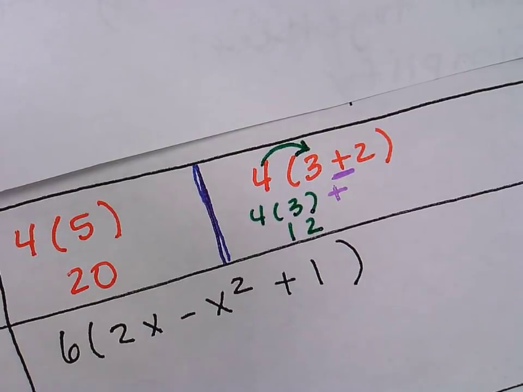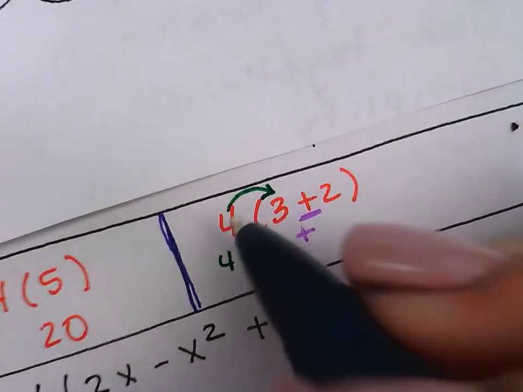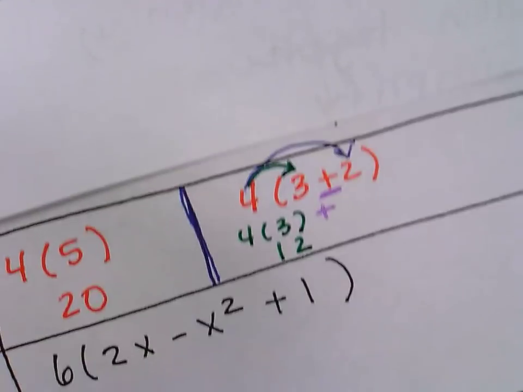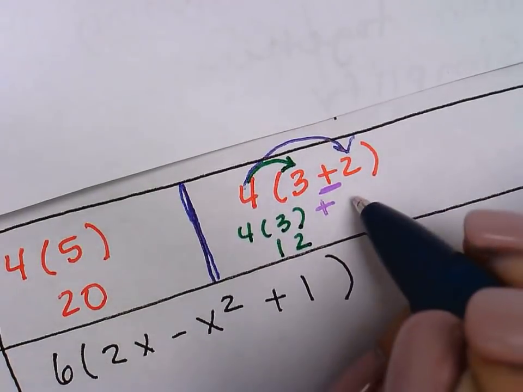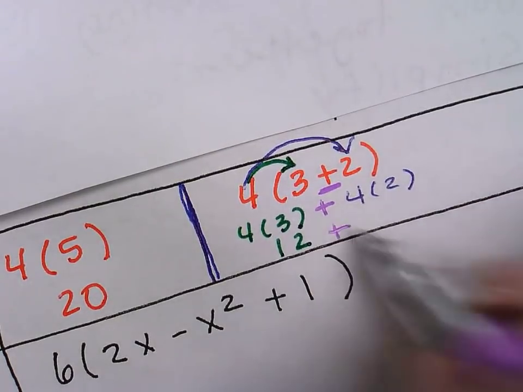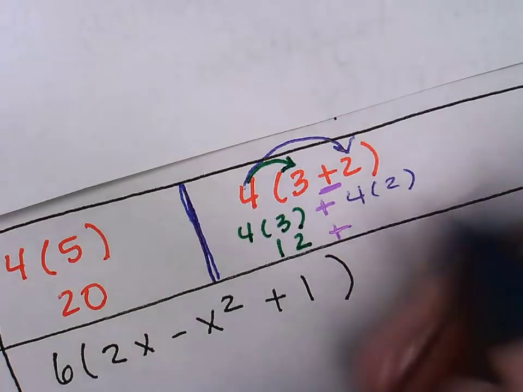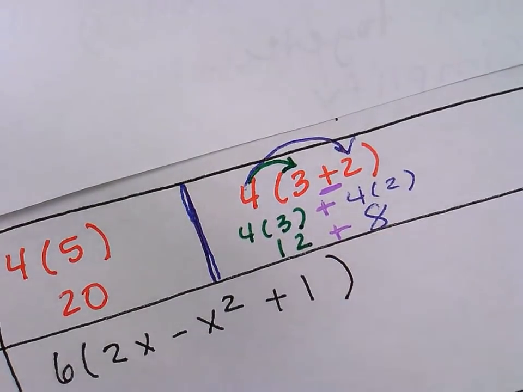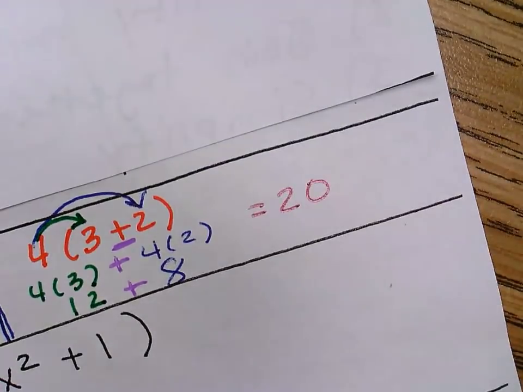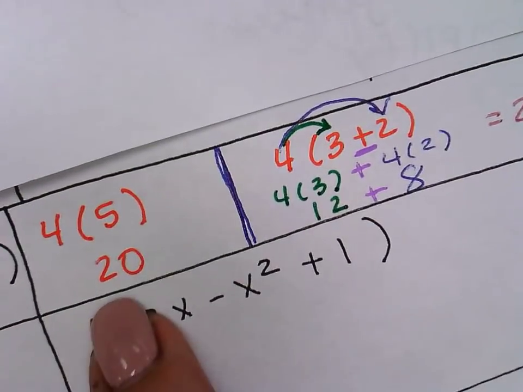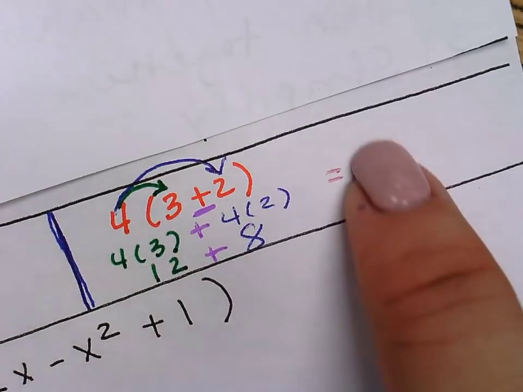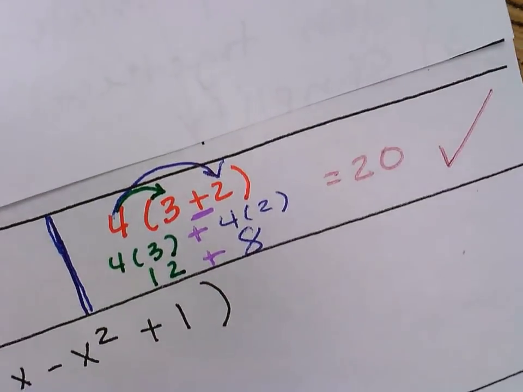And let me choose a different color, blue. We give that 4 to the 2. Now 4 times 2 is 8. And 12 plus 8 should equal 20. And that matches the original answer. 4 times 5 is 20. Using the distributive property still gives us 20. So that should match up.